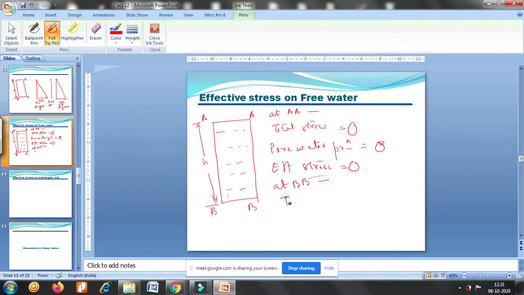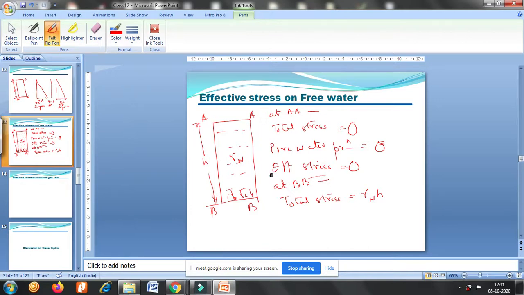At BB, what is the total stress? Now there is no soil present, so the stress is given by the water above this. So it is gamma W into H, the unit weight of the water into the depth of the water. The depth of the water is H. There is no soil present, so that is why we have multiplied gamma W by H.